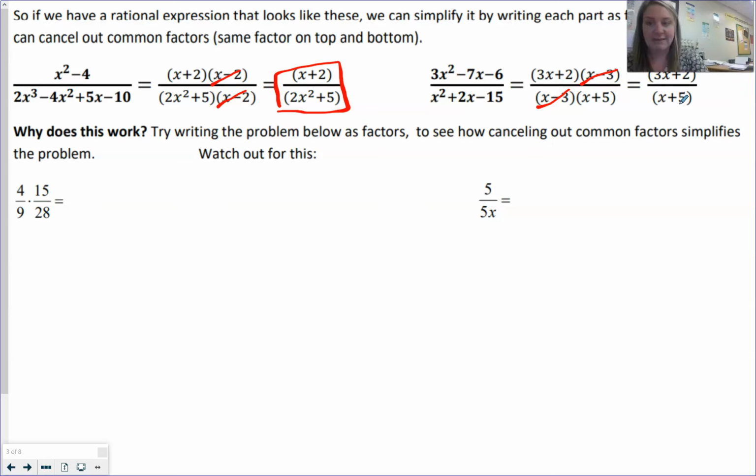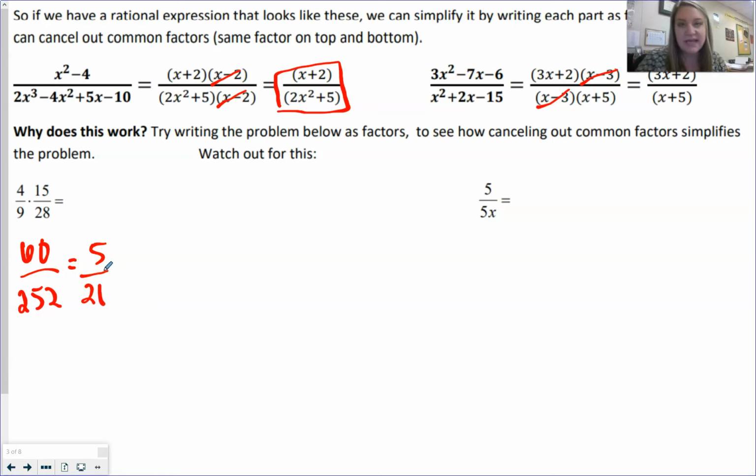So let's think about this. If I just got my calculator and multiplied straight across, 4 times 15, well, that's 60, right? And then 9 times 28 is 252. And I go to simplify this fraction. It simplifies to 5 over 21. How does that happen? Why does that happen? Well, because there were common factors that were able to be canceled out along the way.